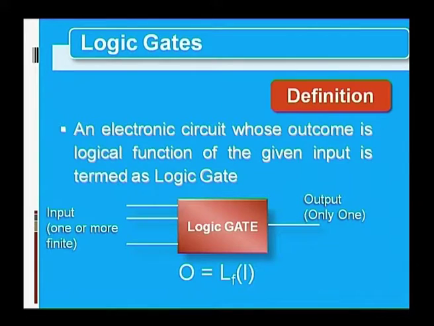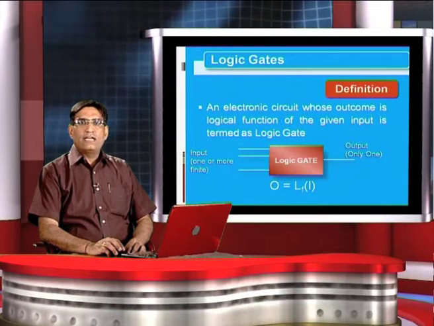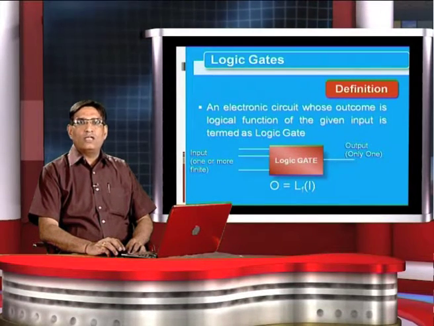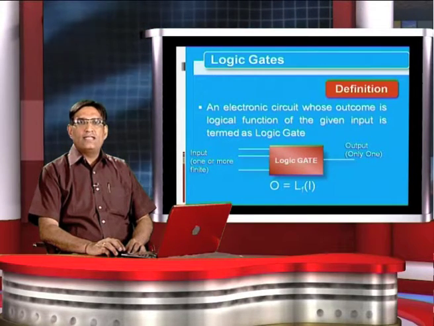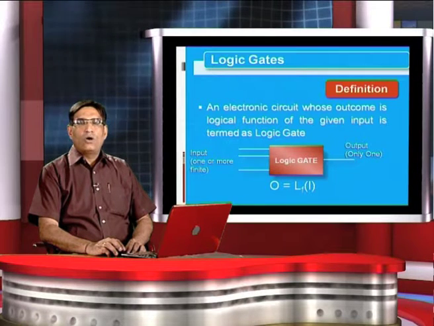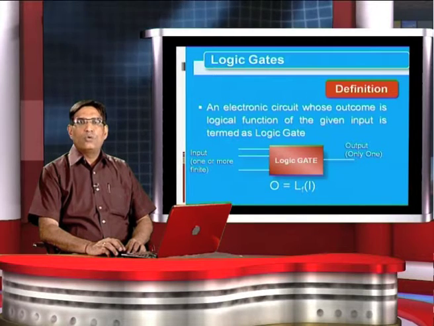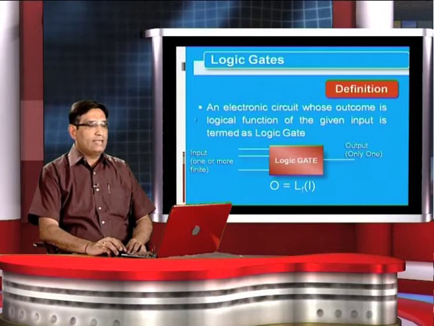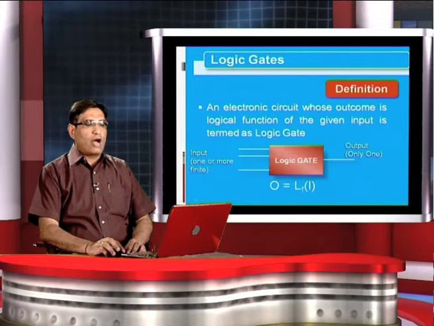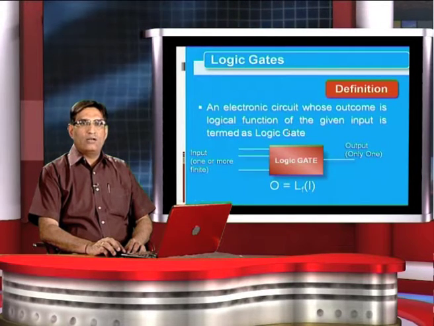Now let us define logic gates. We say that in a computer system we have electronic circuits that produce their output by applying logical connectives over the input; they are termed logic gates. Or in other words, logic gates are electronic circuits whose output is a logical function of inputs. So an electronic circuit whose outcome is a logical function of the given input is termed a logic gate.